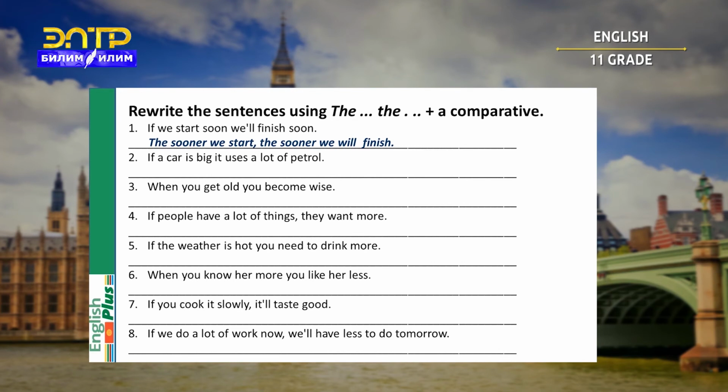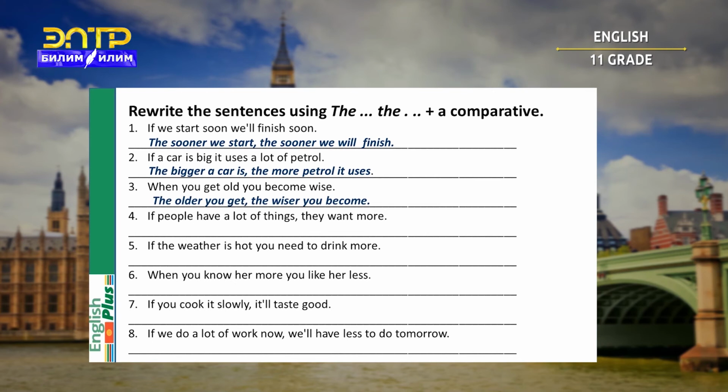Shall we check? Are you ready with your answers? Sentence number 2. If a car is big, it uses a lot of petrol. Yes, you're right. The bigger a car is, the more petrol it uses. Sentence number 3. When you get old, you become wise. The older you get, the wiser you become.